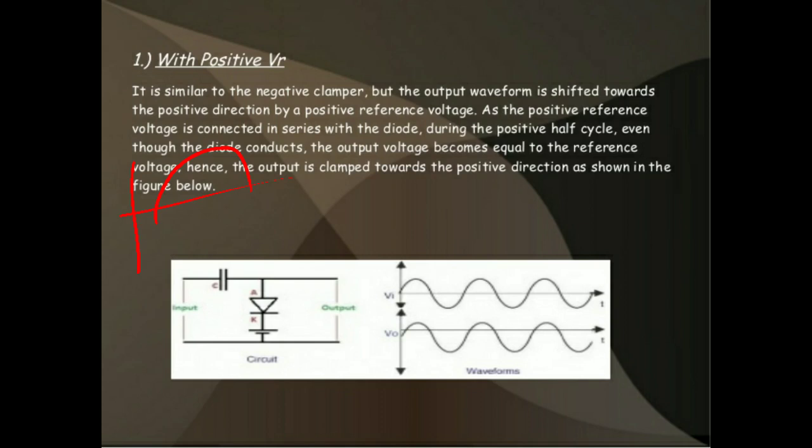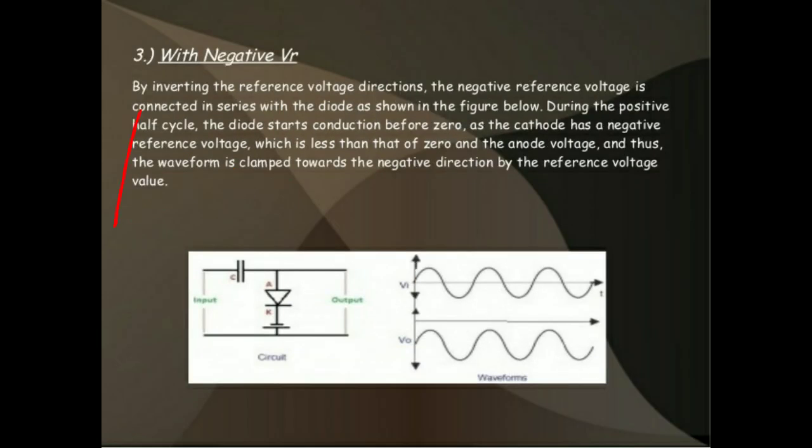The positive cycle of the input is shifted to the negative level. Positive is shifted to the negative. So this is known as the positive half cycle. Now we are considering the negative reference voltage.